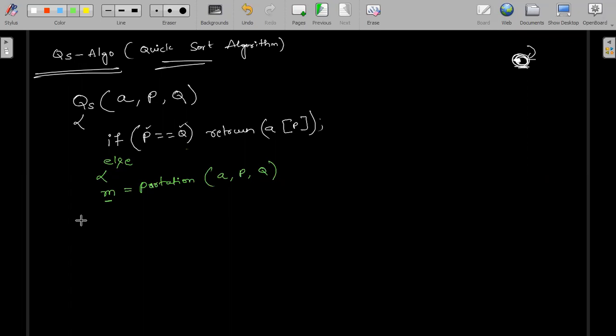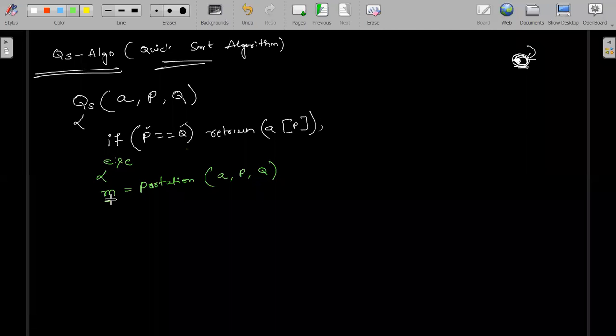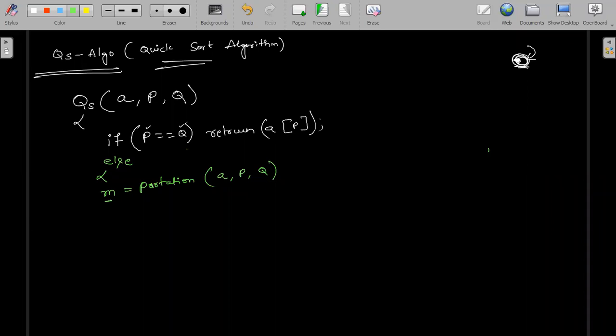So this is the pivot element index. M is equal to the pivot element index. That's what I showed you already. Now see here, we got the middle element. This M value, we got it here.